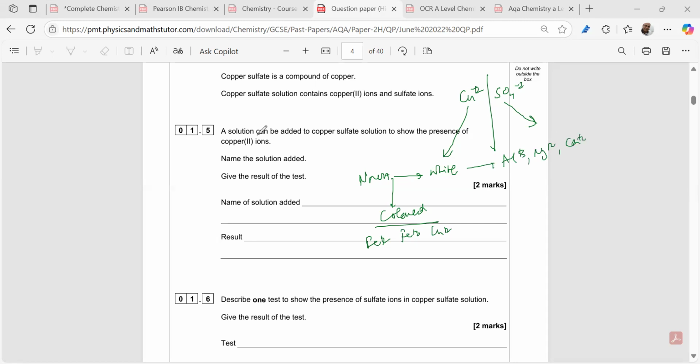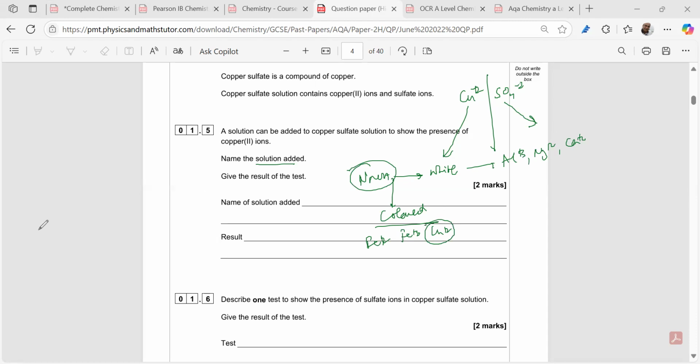So see, they're saying that a solution of copper sulfate is allowed to react, and a solution is added. Name the solution added. So sodium hydroxide. What's the result? The copper ions, if they are there, will give a blue precipitate. So that's the way we test the positive ions of the copper, right?